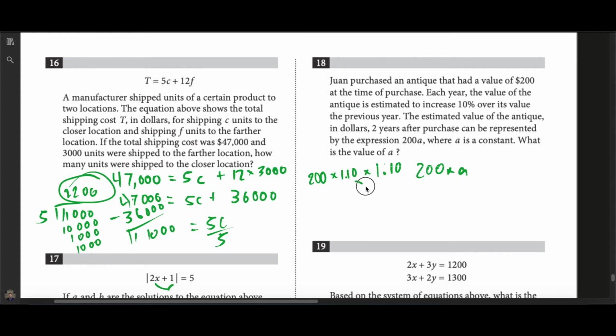Now they're asking you to combine these two, 1.1 times 1.1, so that you can just have a single A. So 1 times 1 is 1, 1 times 1 is 1, add the 0, 1 times 1 is 1, 1 times 1 is 1. And you add these together, you get 121, and you have two decimals, so there you go. A is equal to 1.21.